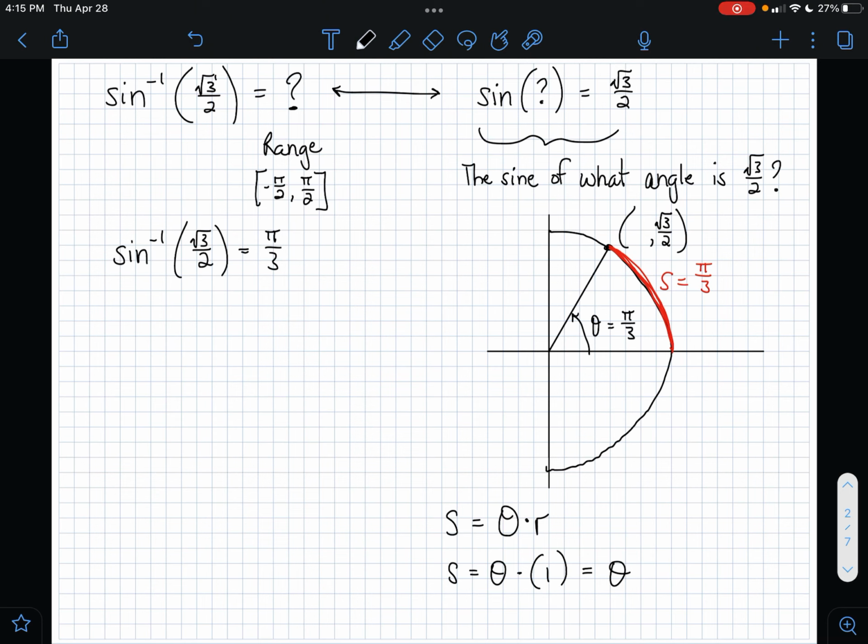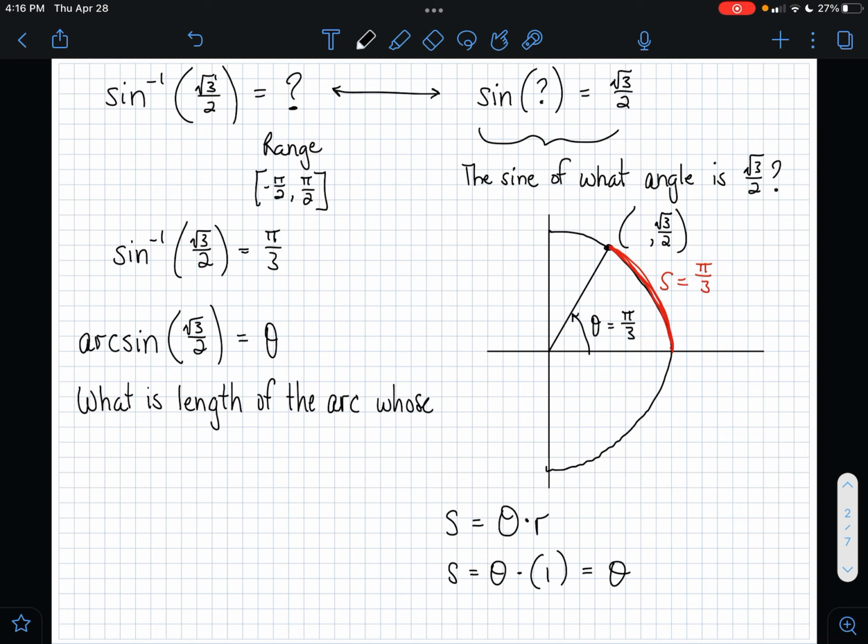So another way to write inverse sine then is arc sine, and the interpretation of arc sine is that we are asking what is the length of the arc, and therefore the measure of the angle, whose sine value is root 3 over 2.